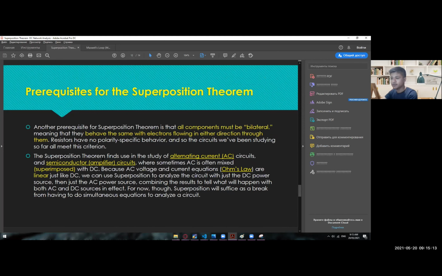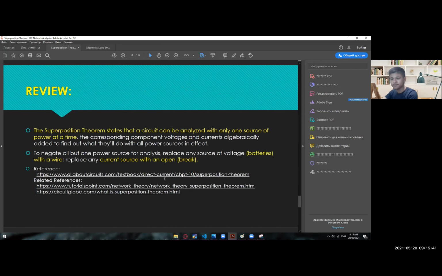And the superposition theorem finds use in the study of alternating current (AC) circuits and semiconductor amplifier circuits, where AC is often mixed, superimposed with DC. You can also use the superposition theorem as long as it's only pure AC with no capacitor and inductor. It's just that we have a sine wave instead of a direct current, so you can also apply the superposition theorem.